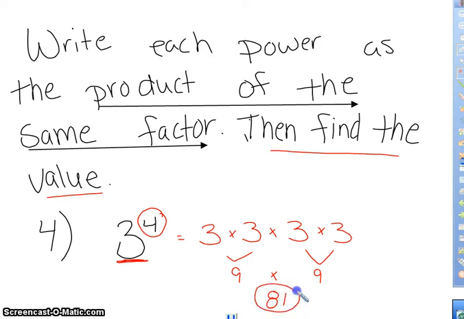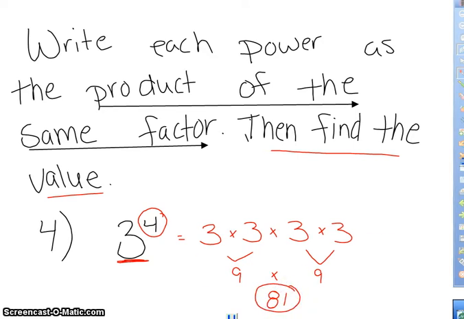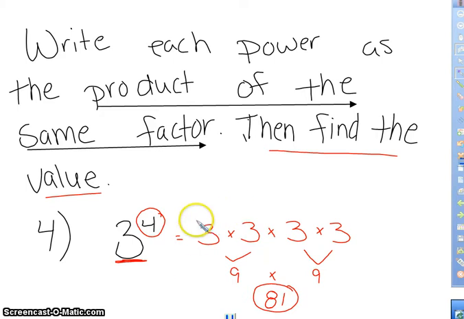So this has two answers. The first answer would consist of writing it as a product of the same factors. So this would be part 1. And the other part would be my answer, my value, after I multiply all those numbers together. Okay?